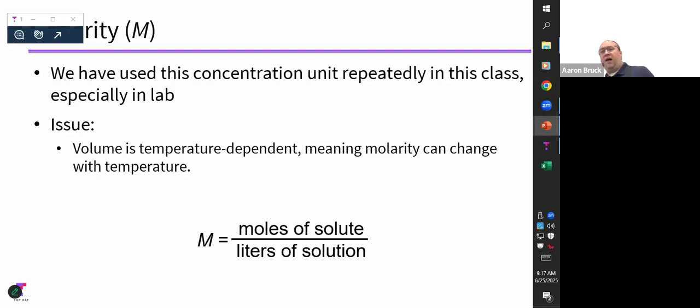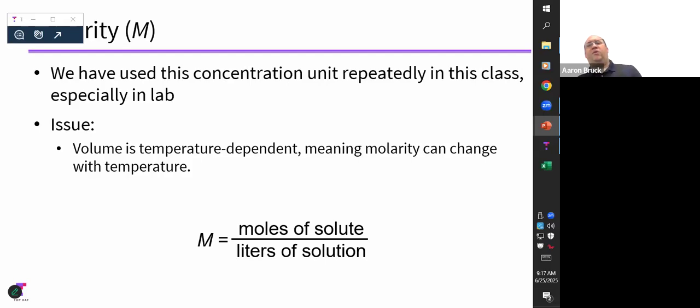We talk about molarity a lot. Molarity is the easiest concentration unit for us to use. We use it quite often because, well, it's really convenient. Moles are useful. They help us with chemical reactions. Liters are easy to measure volumetrically. We have graduated cylinders, pipettes, burettes, lots of different directions that we can go.